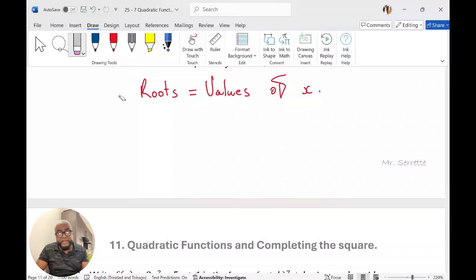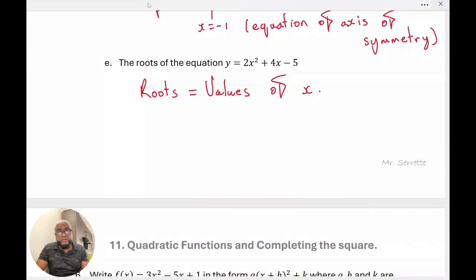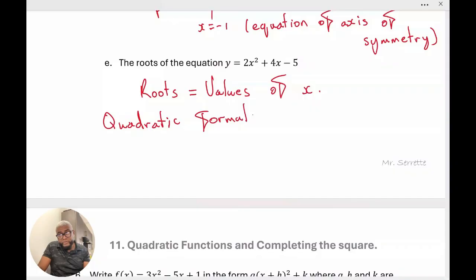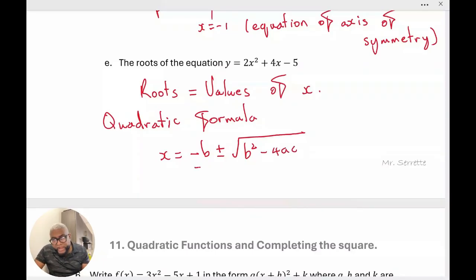What's the quadratic formula there? Quadratic formula. X is equal to -b plus or minus the square root of, all over.